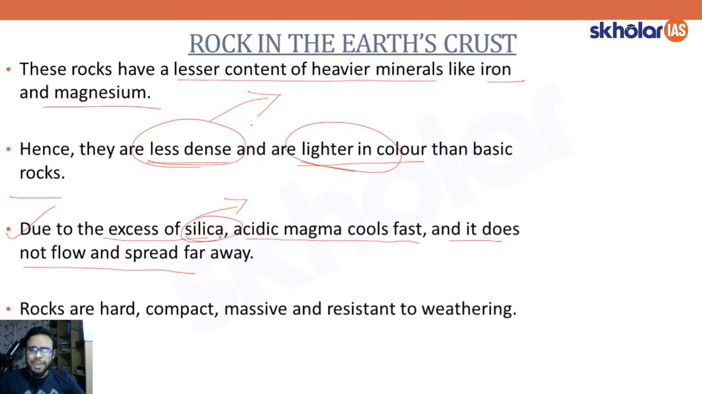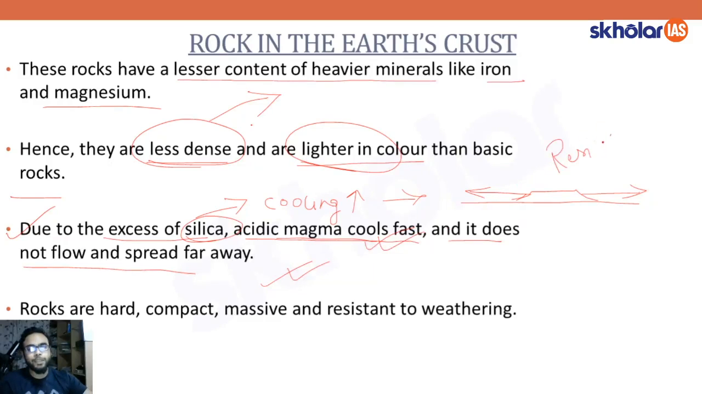If silica content is very high, its cooling rate will also be very fast. As a result of this, what will happen? This magma which is coming out will not flow in both directions. Understood this point? Its flow is very less, rather it is very resistant in nature because its cooling rate is very fast. Understood this point? So due to excessive silica, the cooling rate is very fast and it does not flow.